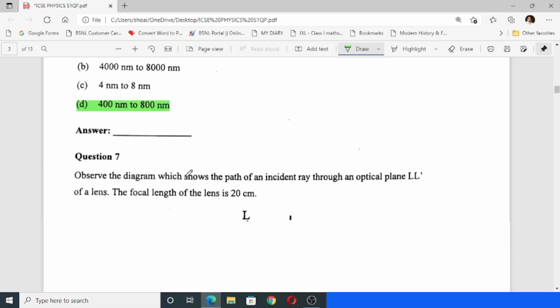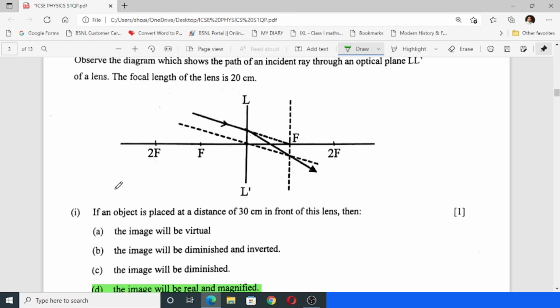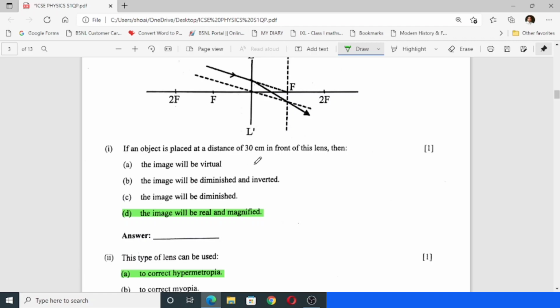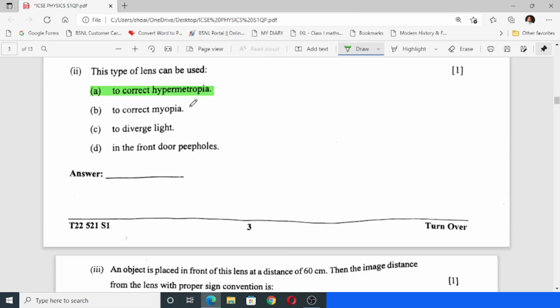Number 7, observe the diagram which shows the path of an incident ray through an optical plane LL of a lens. The focal length of the lens is 20 centimeter. On the basis of this, if the object is placed at a distance of 30 centimeter in front of this lens, then the image will be real and magnified. Number 2, the type of lens that can be used to correct hypermetropia, A is the correct answer.